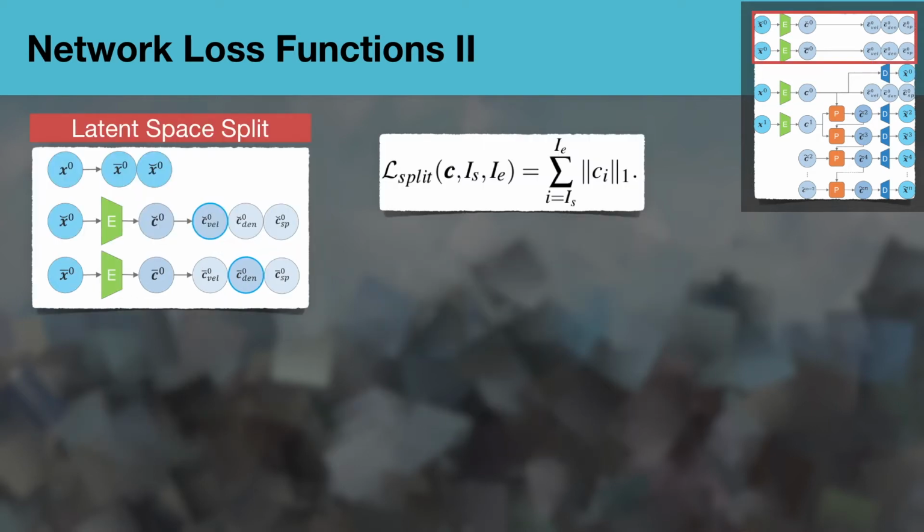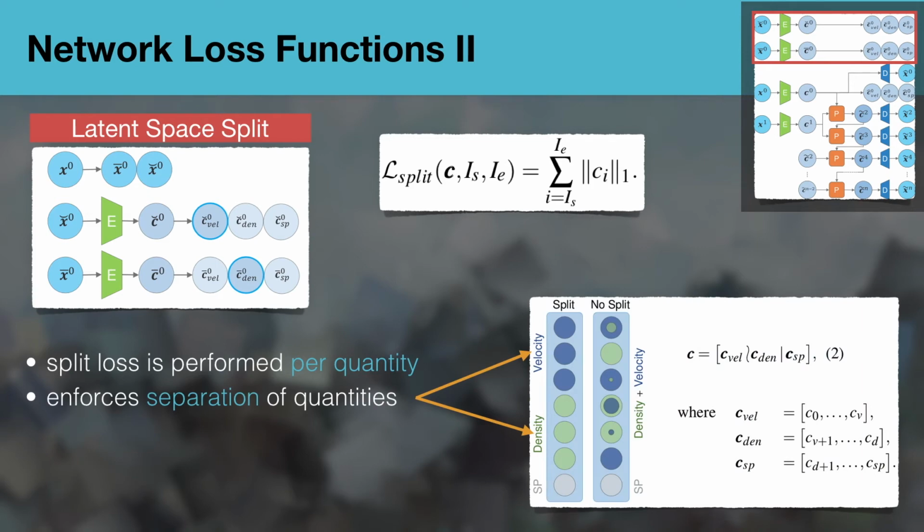The latent space split loss is performed twice, on the density and the velocity part. When the density is encoded, this loss forces the velocity part of the encoding to be zero. The same happens vice versa for the velocity component. This leads to an almost disentangled latent space domain, because the influence of the separated latent space entries can be clearly linked to the respective input quantities. This is shown with the green and blue dots in the schematic on the right.